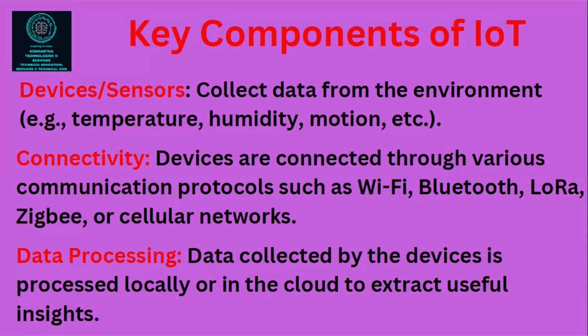Okay. Now, third is data processing. The data collected by the device is processed locally or in the cloud to extract useful insight. That means we have to use an embedded system here also, because we do a lot of data processing. The sensors have to communicate with the output device. So compulsorily we need an embedded system or processor or some sort of medium in between. That is nothing but what we call data processing. All right. So we'll come to the next slide.